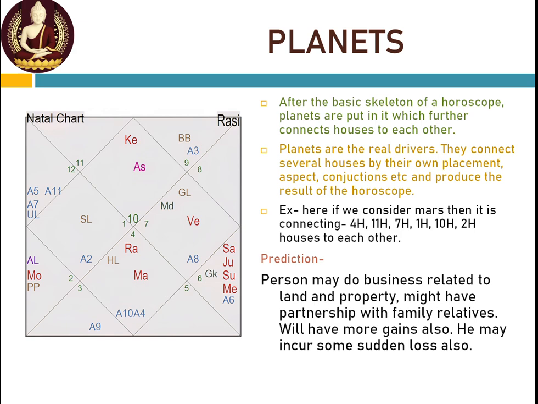But he may incur some sudden loss also, or some cheating may happen. Why? Rahu is the karaka of cheating. Mars is also the natural 8th lord, so he may incur some sudden loss. You can see that this Mars is debilitated, but the debilitation is getting cancelled because the dispositor of Mars is the Moon, getting exalted in the Trikon. That's how you can see things.